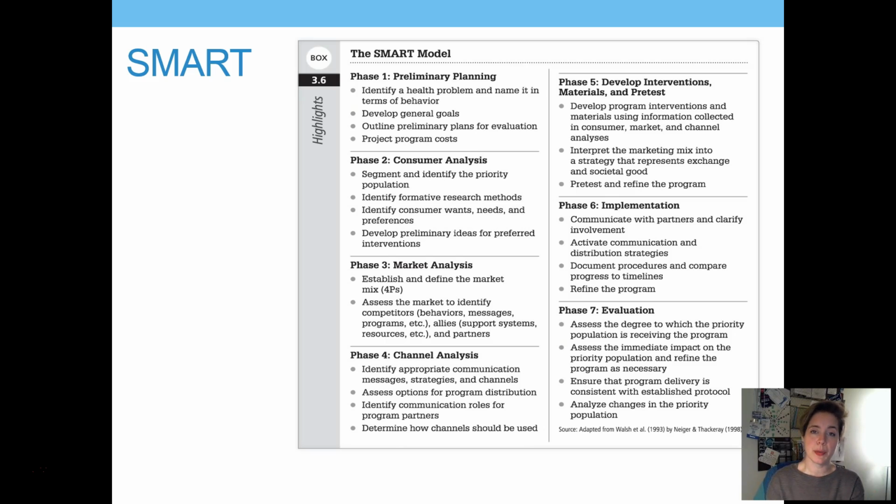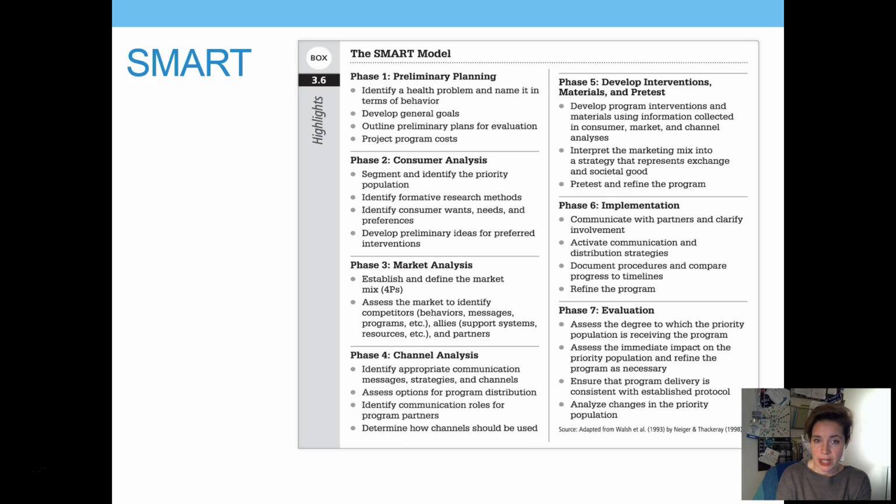Phase 1 of the SMART model is preliminary planning, harkening again back to the generalized model. So identifying a health problem, naming it in terms of behavior, develop general goals, and outline preliminary plans for evaluation. So kind of speculating about what you're going to see.